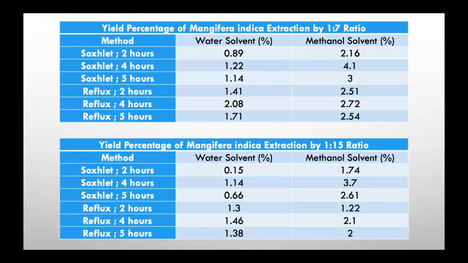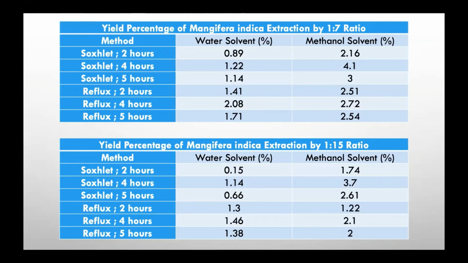In terms of yield, as shown in these two tables, the percentage of yield for both extraction methods by water and methanol solvent were not proportional to the increase of extraction duration, where a maximum yield was achieved at 4 hours of extraction. These results were also in line with the spectral analysis. But overall, the 1:7 material to solvent ratio generated a greater yield value than the 1:15 ratio in every method and time of extraction.